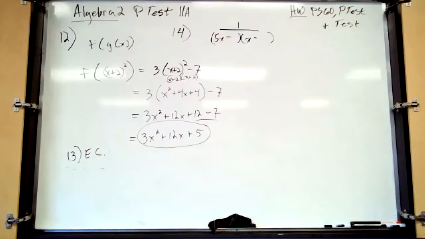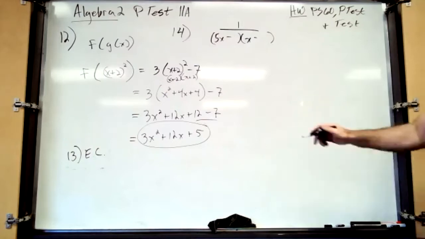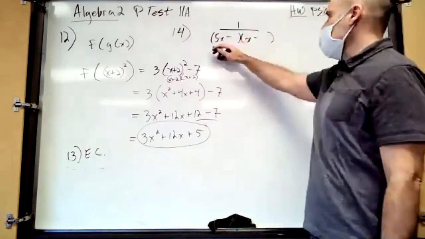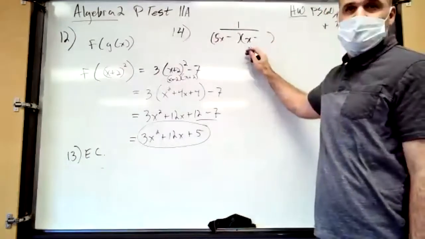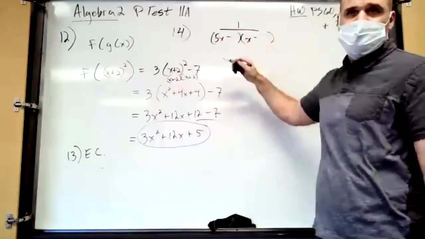What are the factors of 21? 3 and 7. Okay, is it 3 and 7 or 7 and 3? If we do 7 and 3, we'll get 15 and 7, right? So negative 15 and negative 7x is negative 22x.